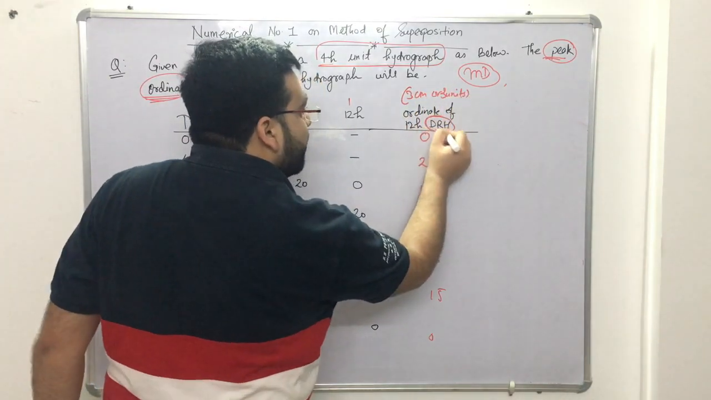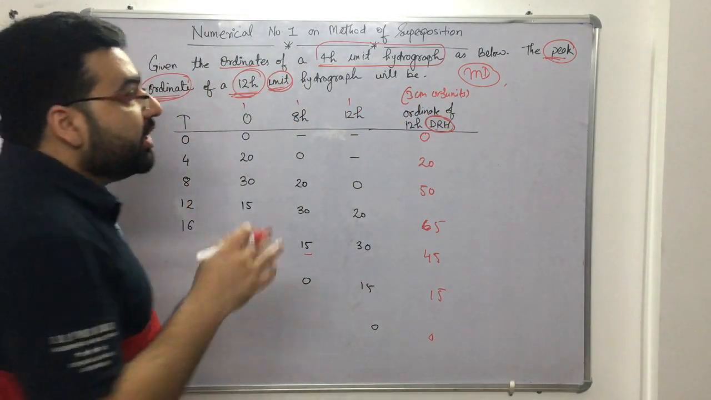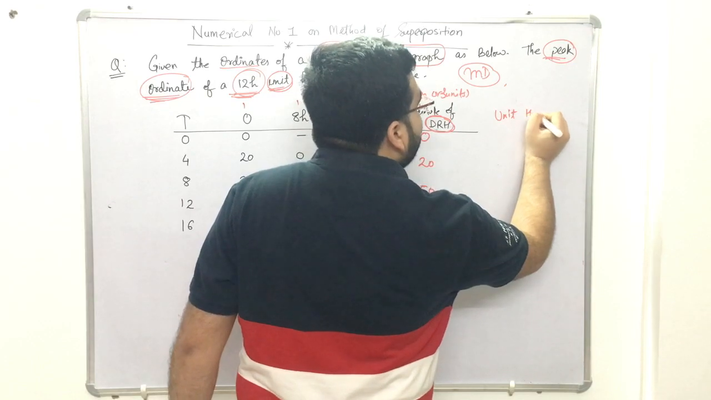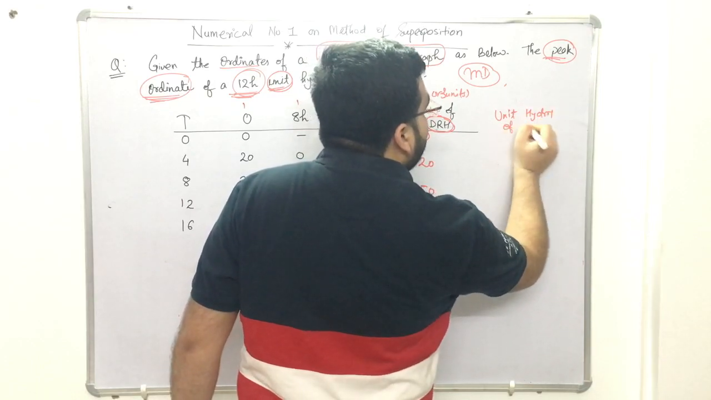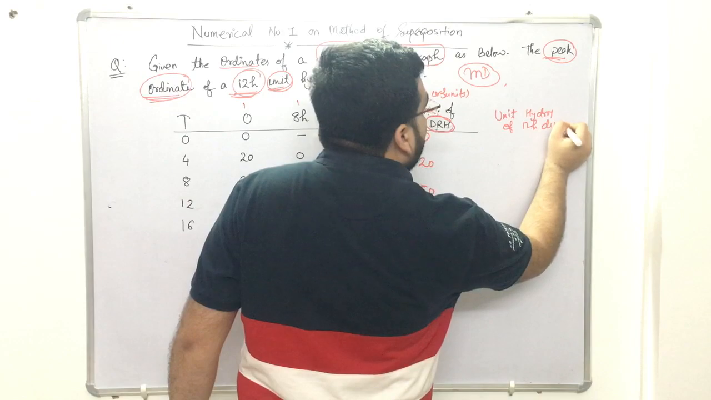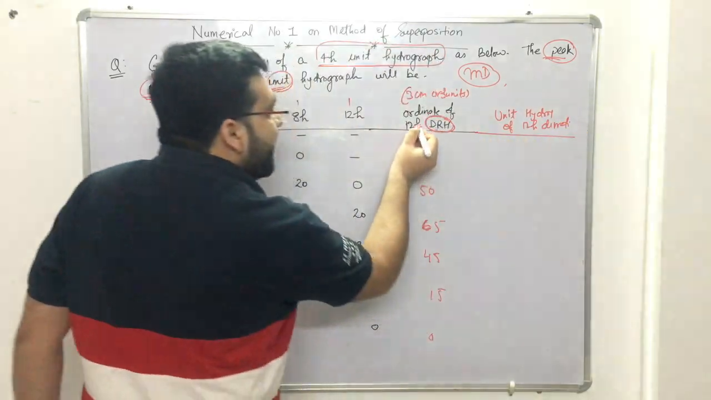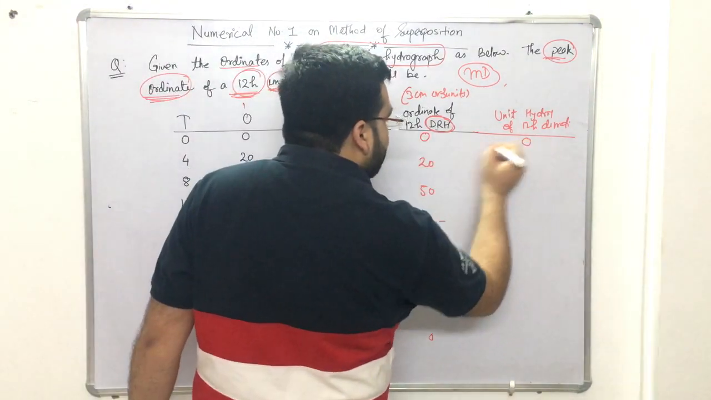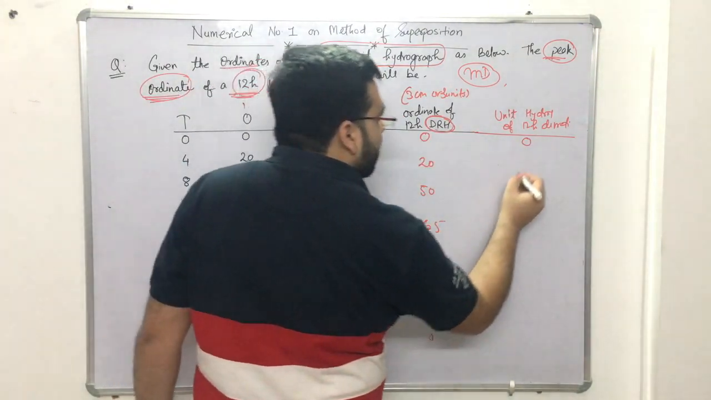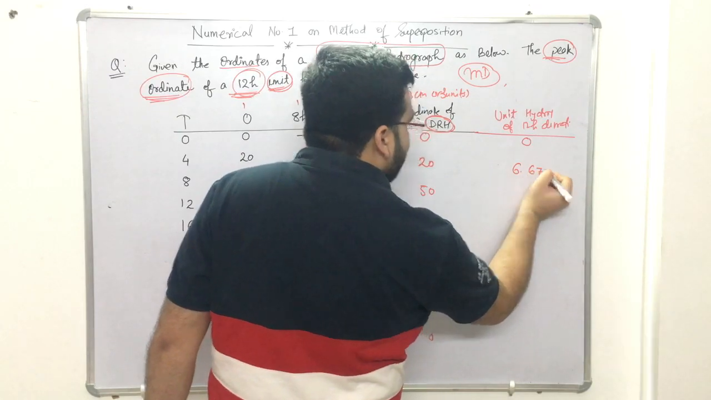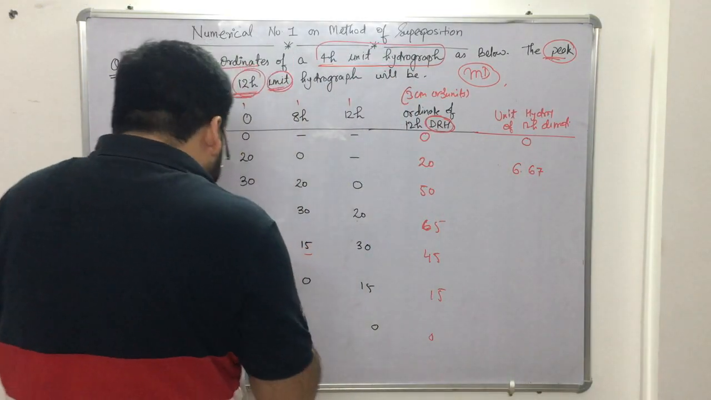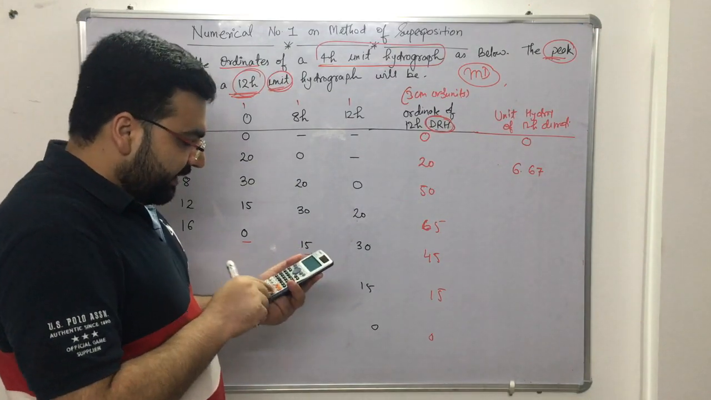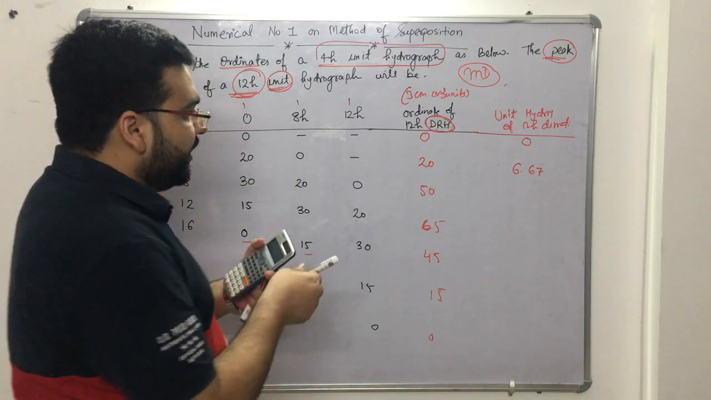So this is a direct runoff hydrograph of depth 3 centimeters, 3 units. If you want to calculate the unit hydrograph of 12 hours duration, what we have to do is divide the ordinates by 3. Simple. So 0 divided by 3 is 0. 20 divided by 3 will be equal to 6.67 around. 50 divided by 3, let me get the exact value, is equal to 16.67.